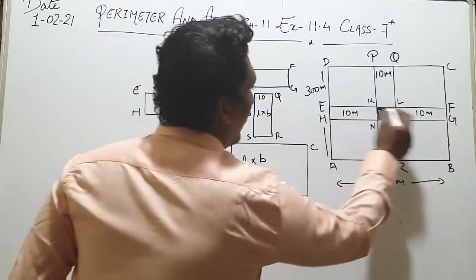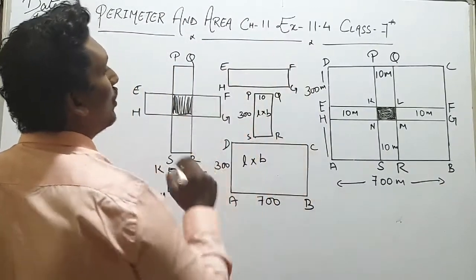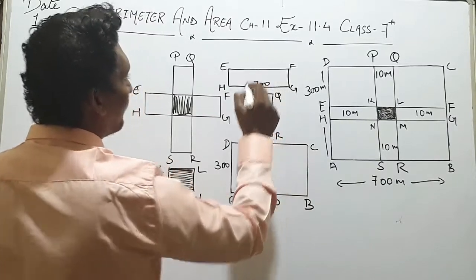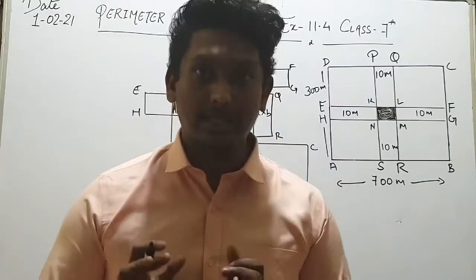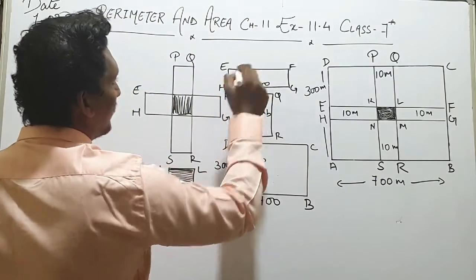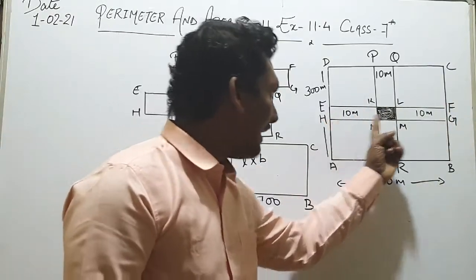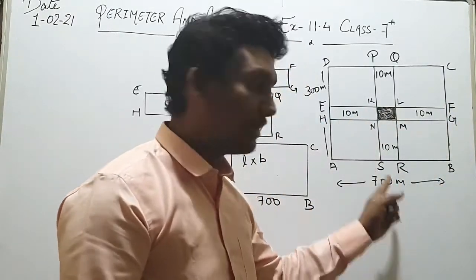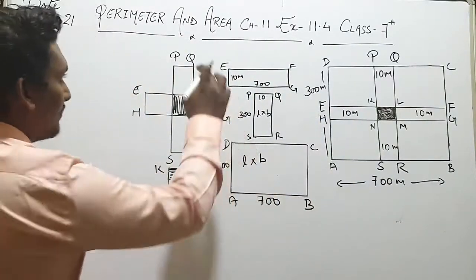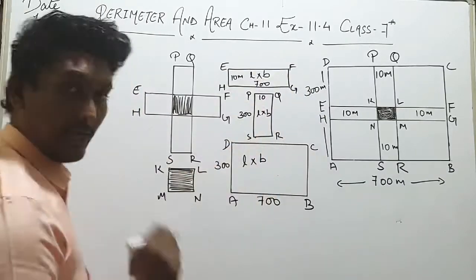Now come to this rectangle, EFGH, whose length is 700 meter and breadth is 10 meter. So when we are talking about EFGH, whose length is 700 meter and breadth is 10 meter, for the EFGH rectangle again we have to find length into breadth.